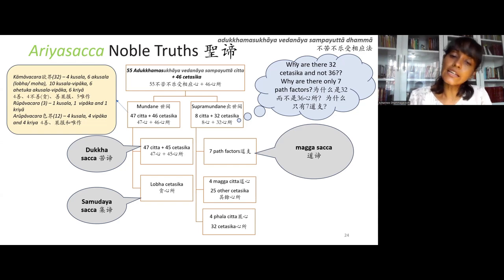So everything that we did not classify under magga sacca is excluded from this matikas, from the noble truths. So what are they? The 4 magga chitta and 25 other cetasika, the 4 phala chitta and 32 cetasika.